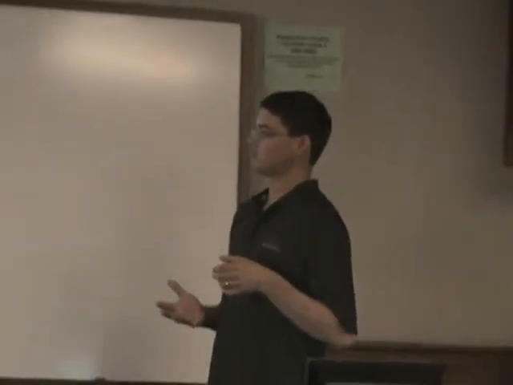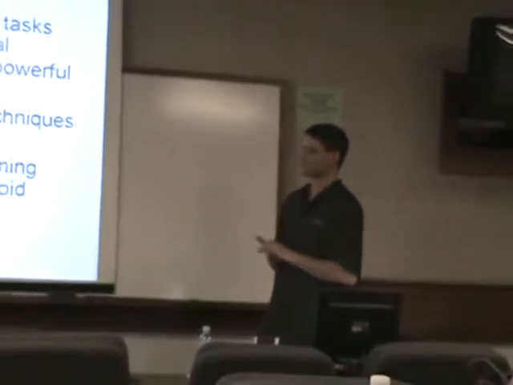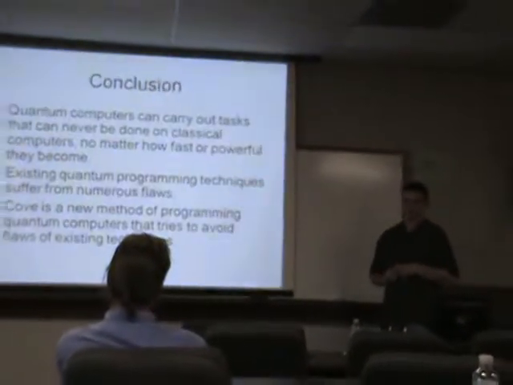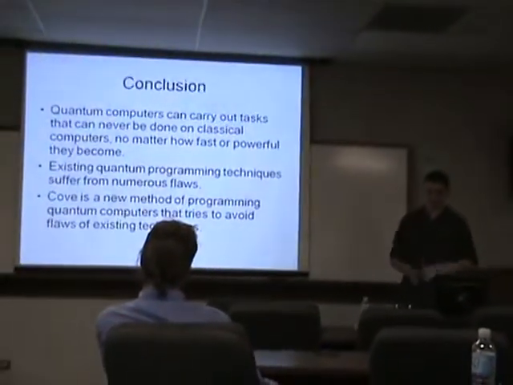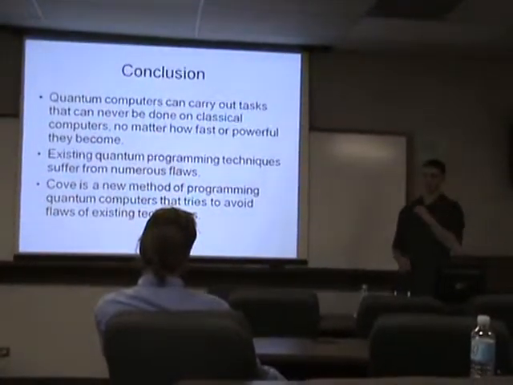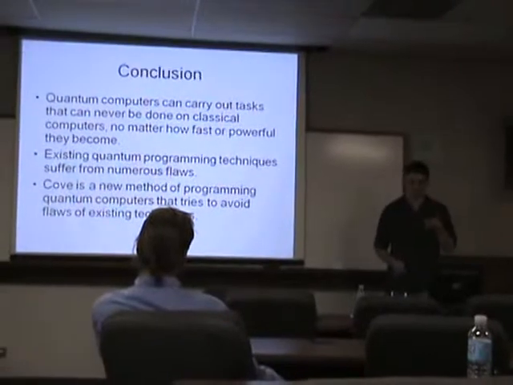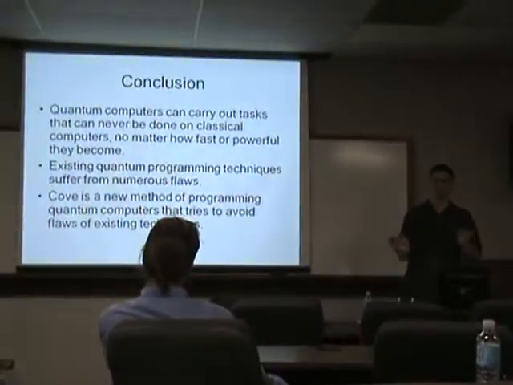So in summary, you can do things with quantum computers that you can't do on classical computers, no matter how fast they become. For some problems, once you start scaling up, you could exploit every atom in the universe to compute for you, and you still wouldn't be able to solve the problem.